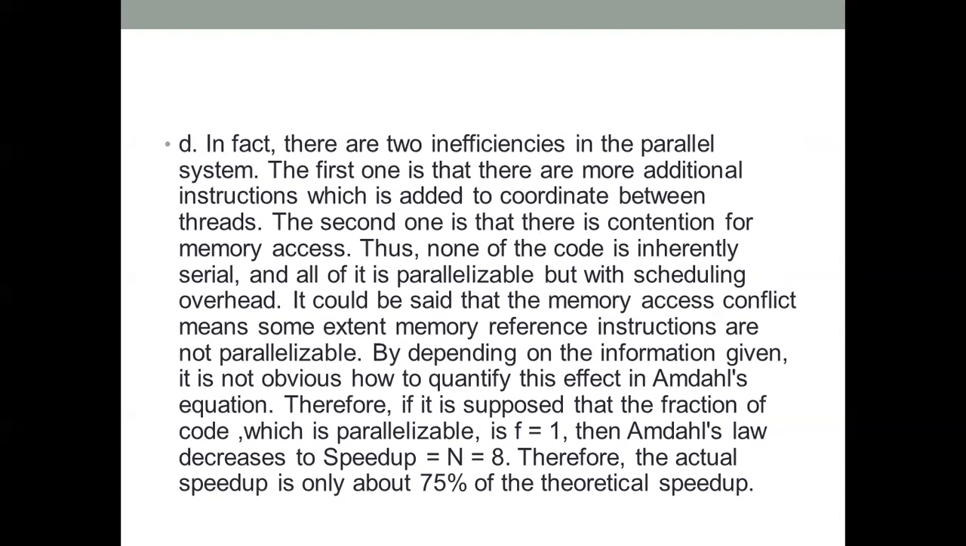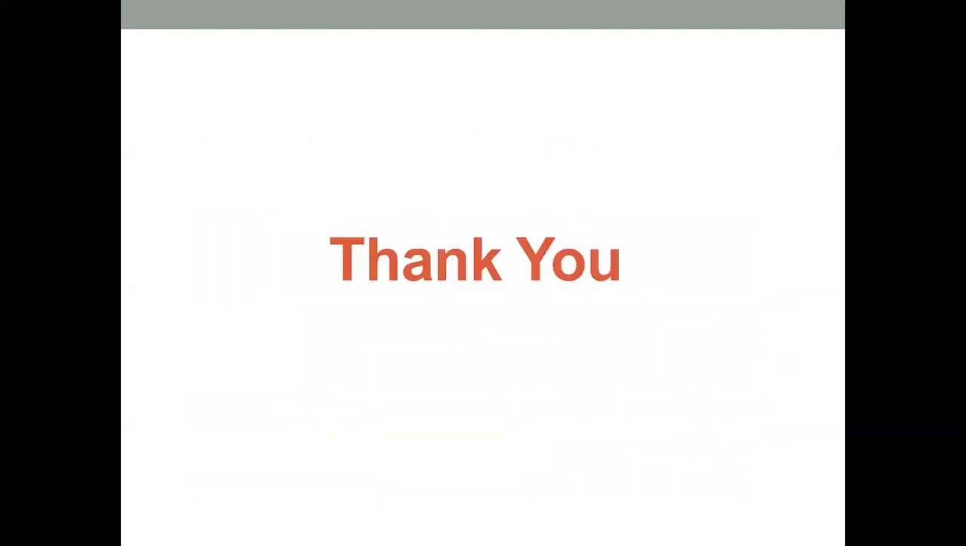Depending on the information given, it's not obvious how to quantify this effect in Amdahl's equation. Therefore, if it is supposed that the fraction of code which is parallelizable is f equal to 1, then Amdahl's law reduces to speedup equal to n, equal to 8. Therefore, the actual speedup is only about 75% of the theoretical speedup.